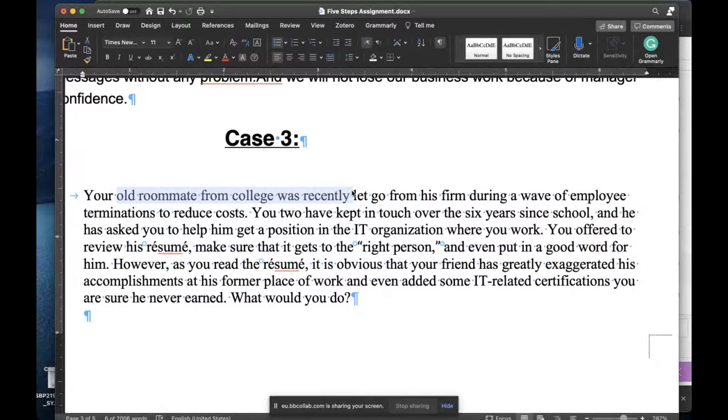Your old roommate from college was recently let go from his firm during a wave of employee terminations to reduce costs. You two have kept in touch over the six years since school, and he asked you to help him get a position in the IT organization where you work. You offered to review his resume, make sure that it gets to the right person, and even put in a good word for him. However, as you read the resume, it is obvious that your friend has greatly exaggerated his accomplishments at his former place of work, and even added some IT-related certifications that he never earned. What would you do?